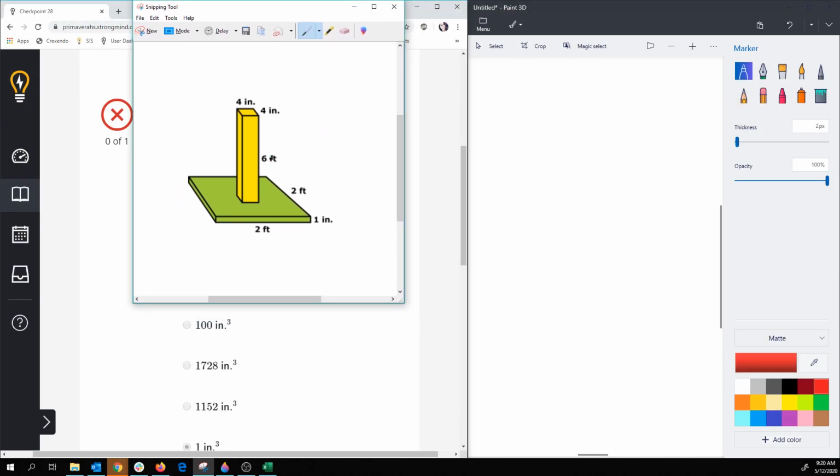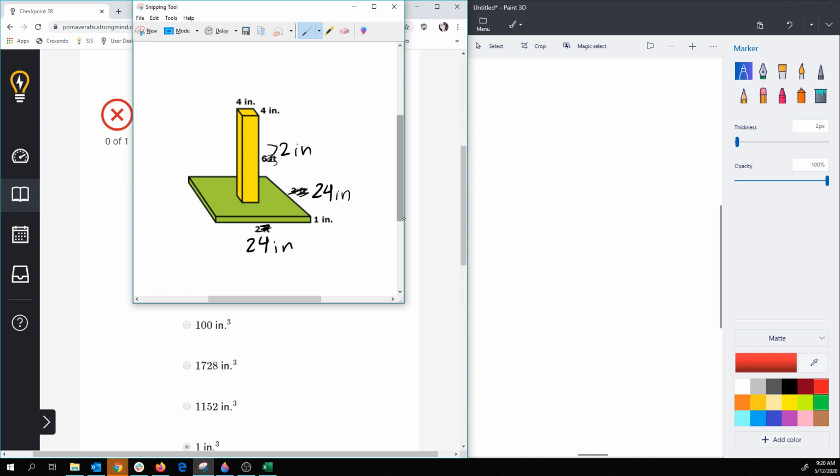Okay, so this 6 feet here needs to change to inches. Remember, to do that, I'd multiply it by 12. So 6 times 12 is going to give me 72. And feel free to type that into a calculator to double check. This 2 on the bottom is going to give me 24 inches. And this 2 will also give me 24 inches.